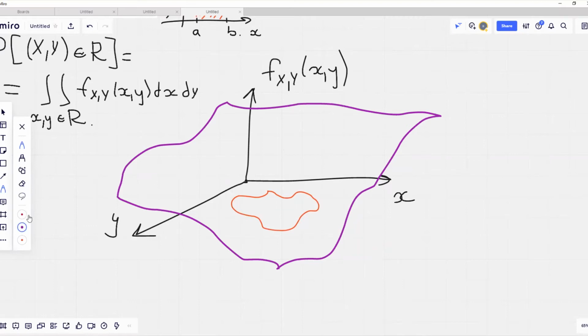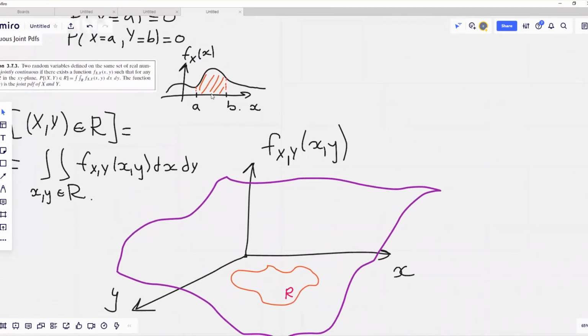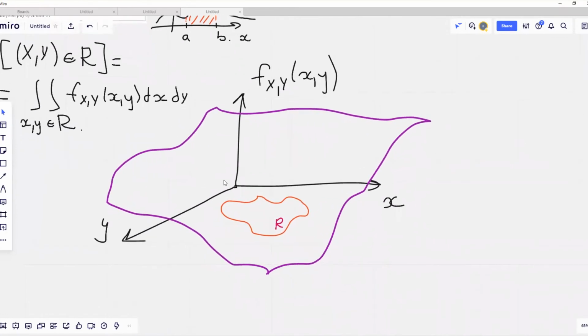And now if we are looking for the probability that random variables X and Y lie in some region R here, then, as in the continuous case we were looking for an area, now in the bivariate case we'll be looking for a volume. The volume under our surface represented by the PDF of X and Y over the region R here. So let's draw that.